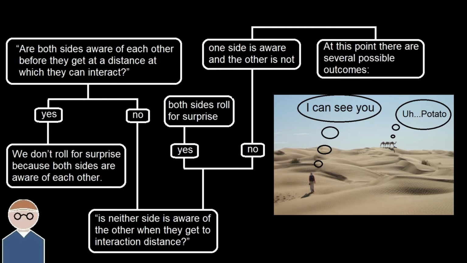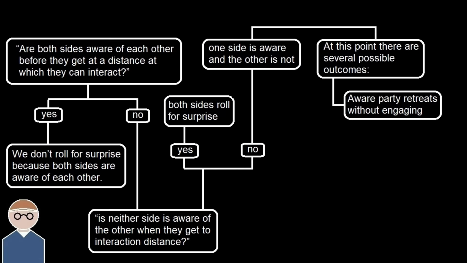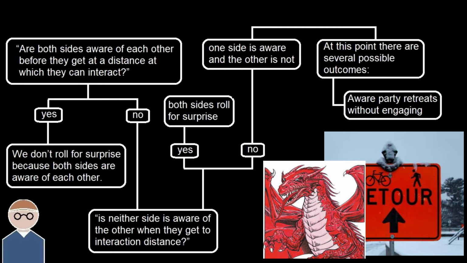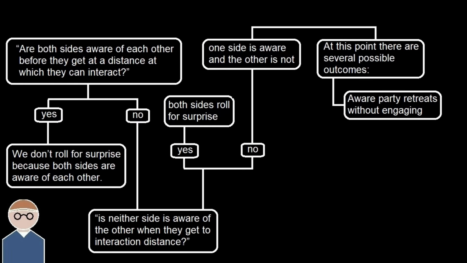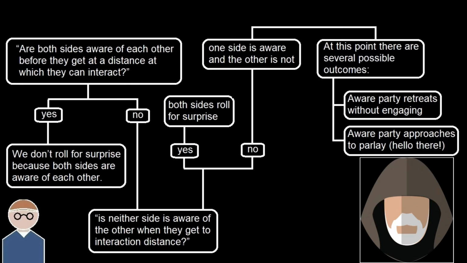There are a lot of things that can happen at this point. The party that is aware may decide to increase distance and avoid the other group or creature entirely. This might be the case if a low-level party happens across a red dragon and they nope out of there before it notices them. Another possibility is that the aware party sends someone to parley. They might do the Obi-Wan thing and be like, hello there, and then proceed to negotiate or whatever.